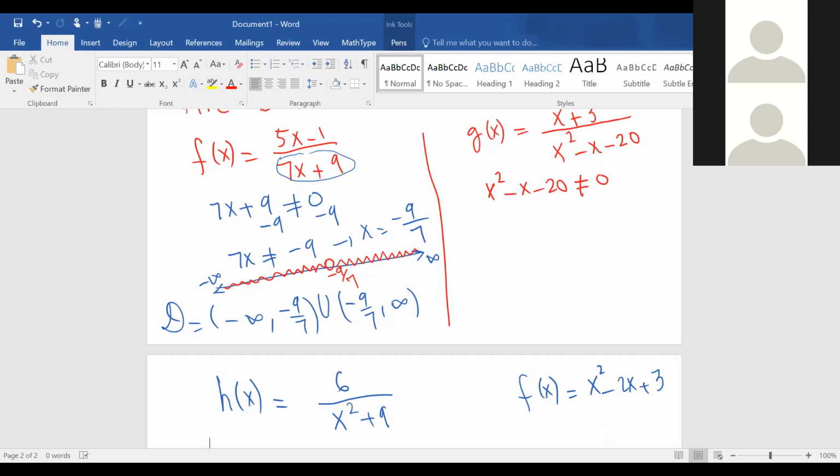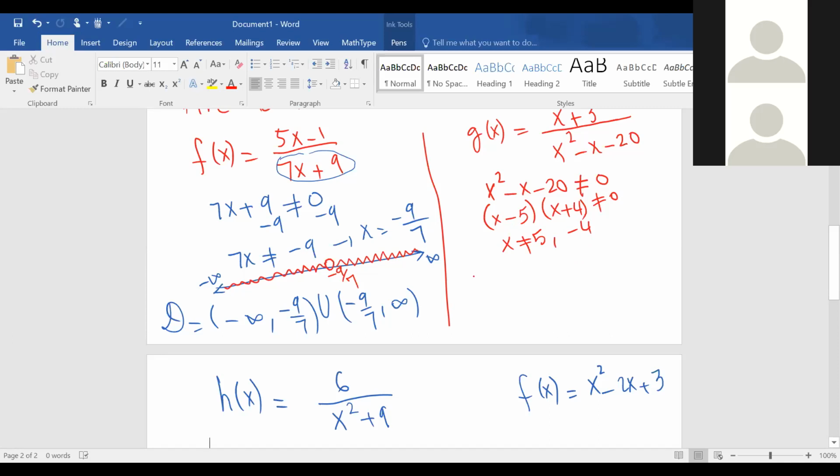Okay, which method did you use to solve this? This one was factoring. It would factor to x minus 5 and x plus 4. Exactly. Thank you very much. So which means x cannot be what numbers? x cannot be 5 and it cannot be negative 4. Great.